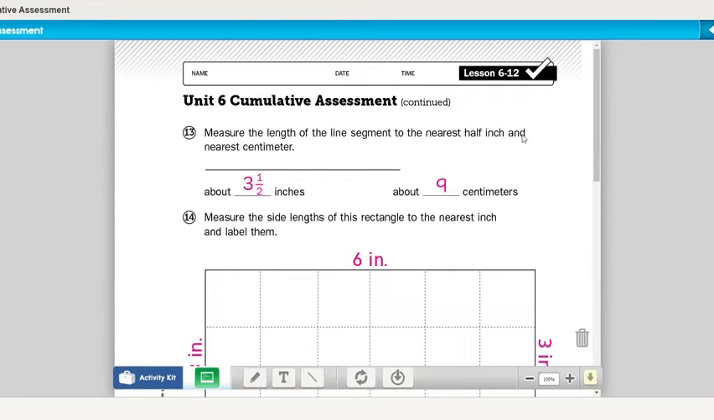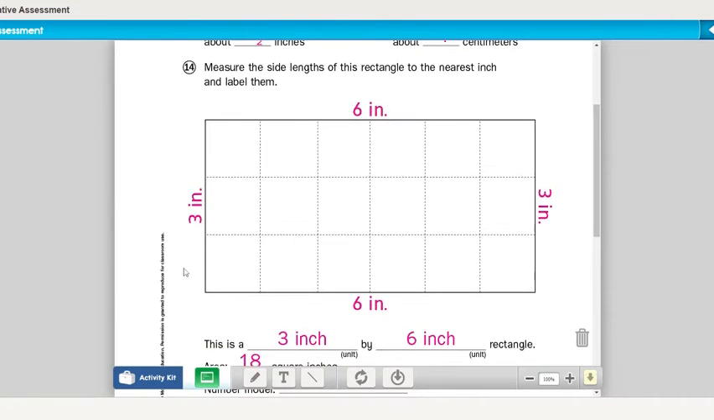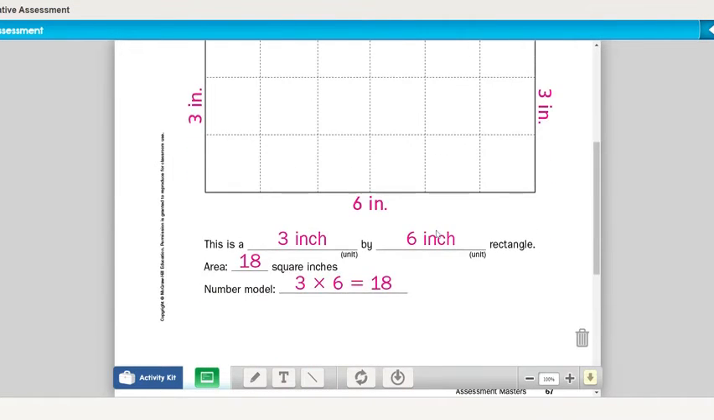Here you have to measure the length. If you had a ruler at home. If you didn't have a ruler at home, let me know. 3.5, 9 centimeters. Then measure the side lengths of this rectangle to the nearest inch and then label them. And then how could you, using that information, find the area? All right, one more page.